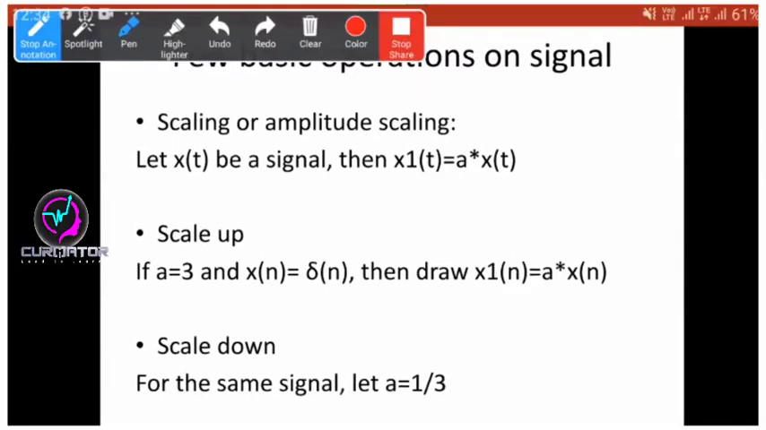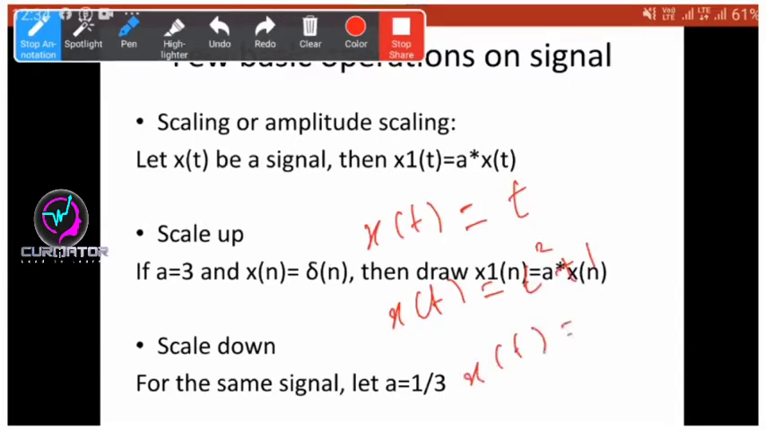any continuous time signal, let x of t be a continuous time signal, can be represented as a function of time, like x of t equal to t square plus 1, or x of t equal to t for t less than 0, t plus 1 for t greater than or equal to 0. This way we can represent it in any way like this, as a function of time.